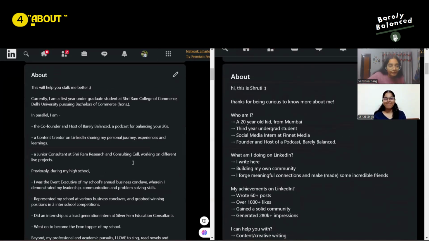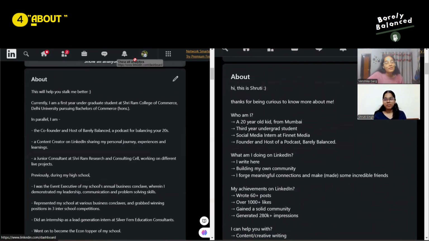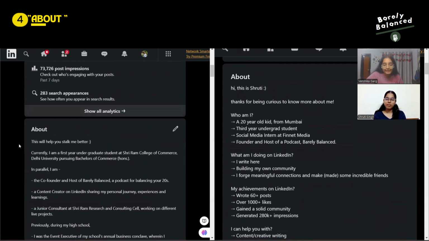Right. So now if you see my about section first, I started off with a hook. This will help you stalk me better. This is a line that, when they're moving through your profile and your about section, they'll see and click on see more. So this is a line that will tempt them to see कि हाँ यार इसने लिखा क्या हुआ है.